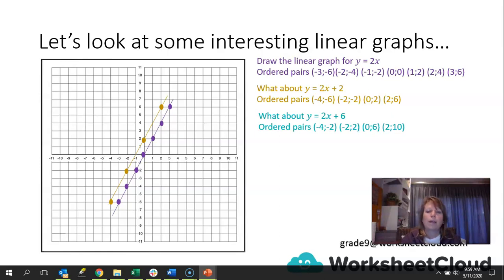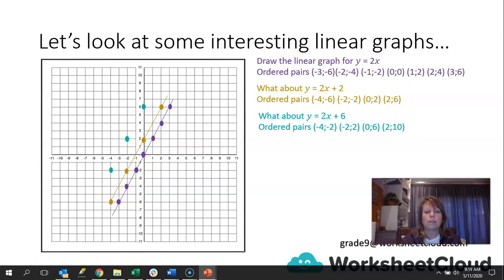Right, so where x is minus 4, y is now minus 2. Where x is minus 2, y is 2. Where x is 0, y will be 6. And where x is 2, y is 10. Let's plot those. Okay, there we've got minus 4, minus 2. We've got minus 2 and 2. Here we've got 0 and 6.